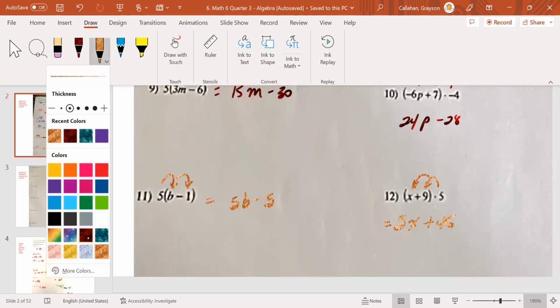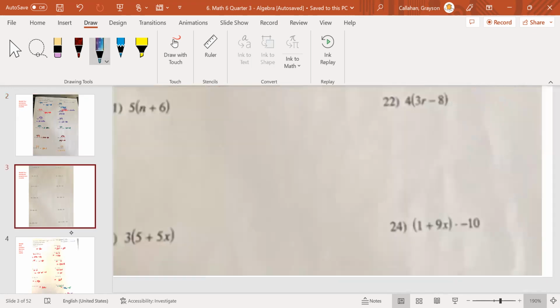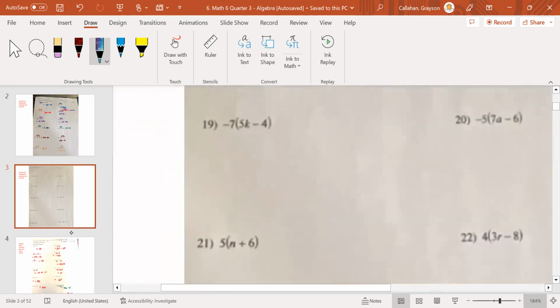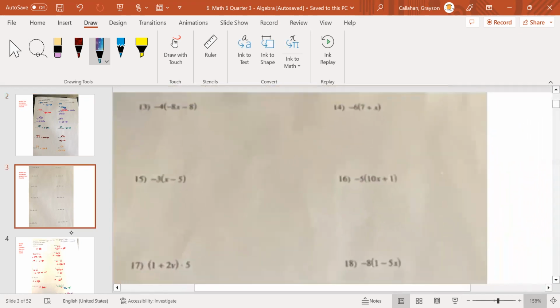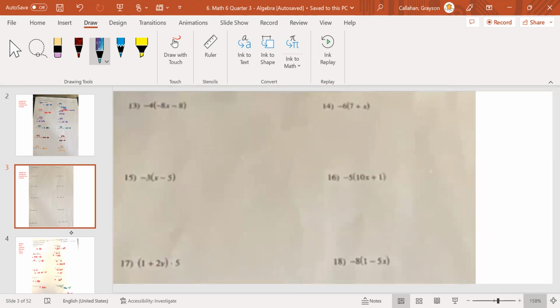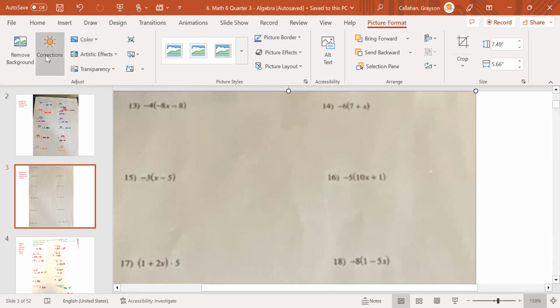That concludes the first page of distributive property. Now what we're going to do is go over to the back side. These questions are a little bit more complicated, so you definitely want to be careful with your signs. Make sure you know your rules of integers here.